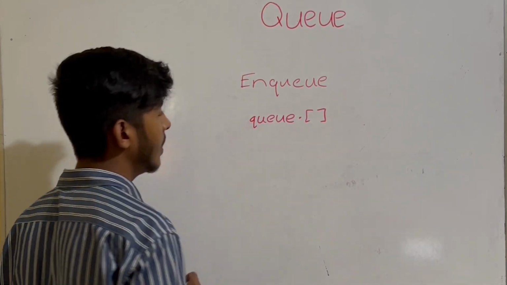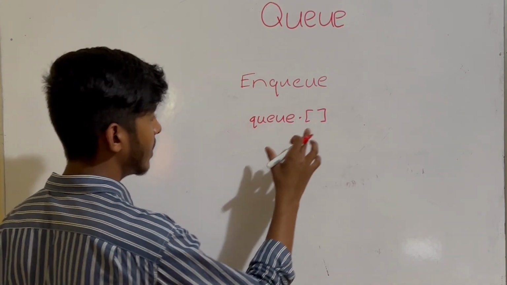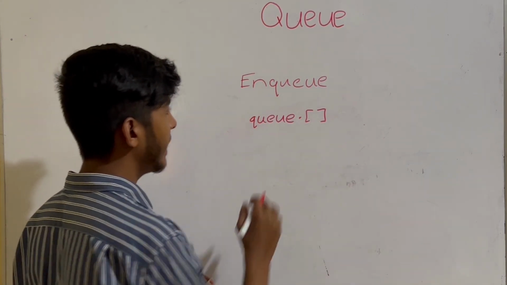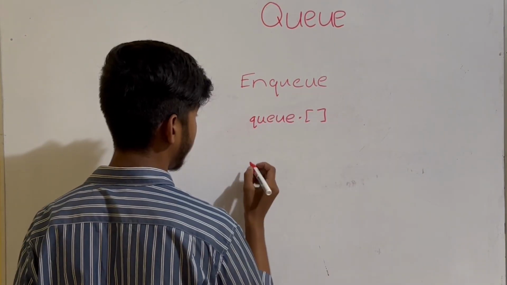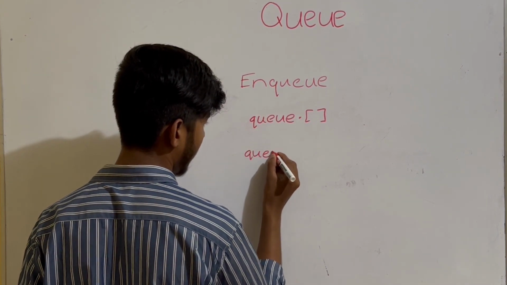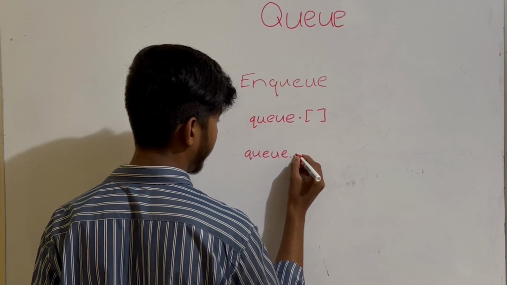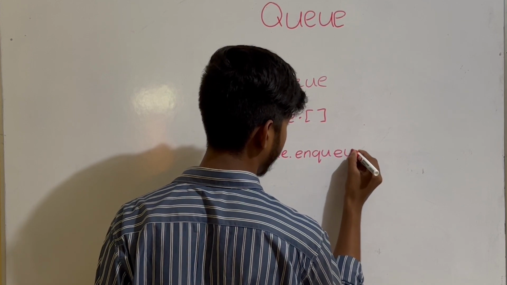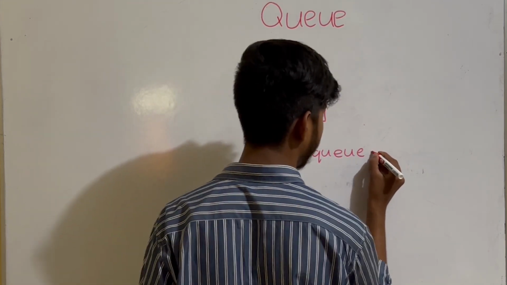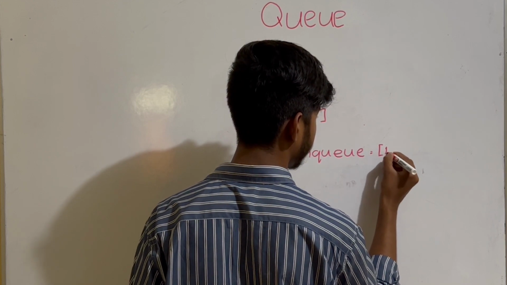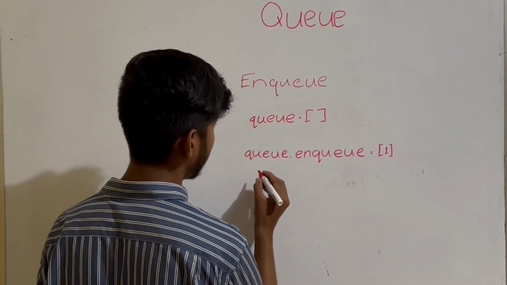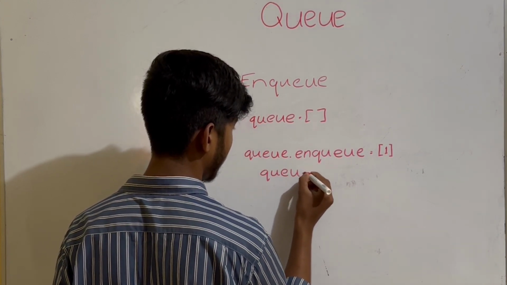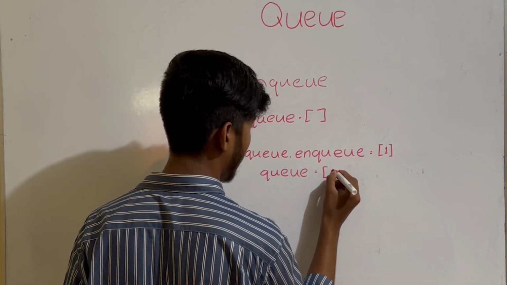This is an empty queue. Let's input data to that queue. To input data, we use the enqueue operation. Queue dot enqueue equal 1. Now the queue is 1.